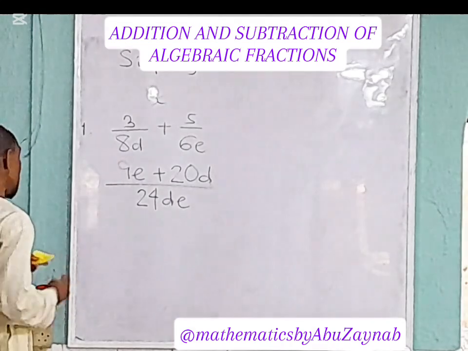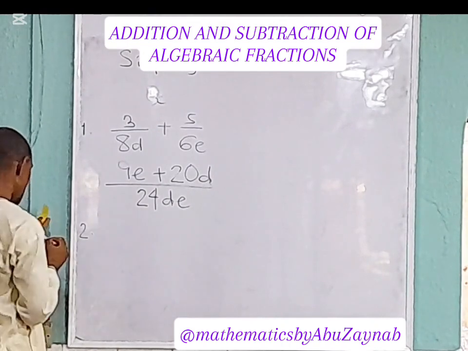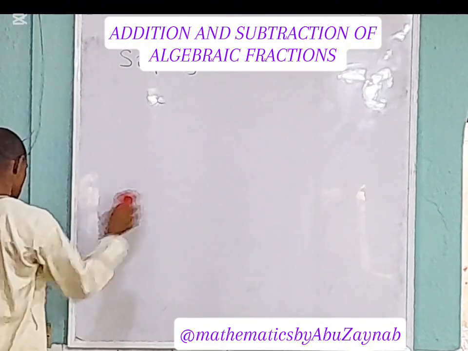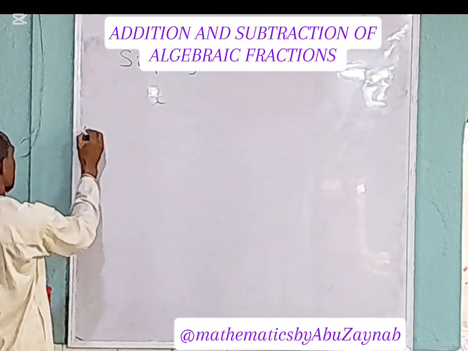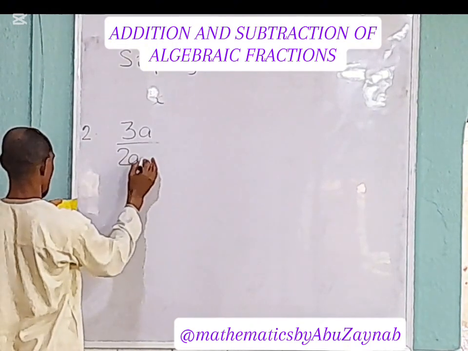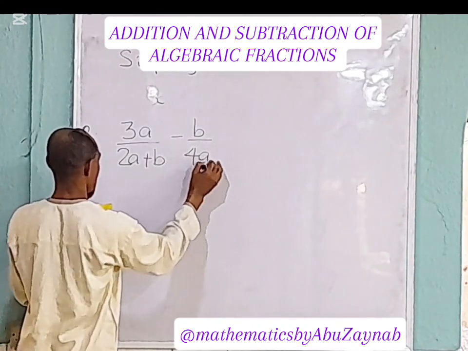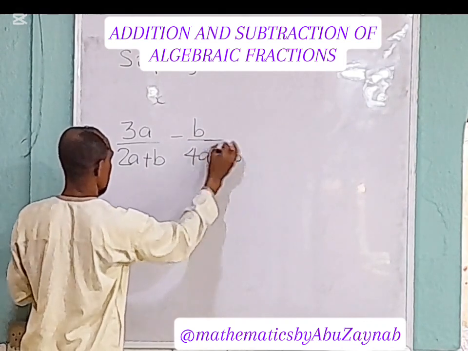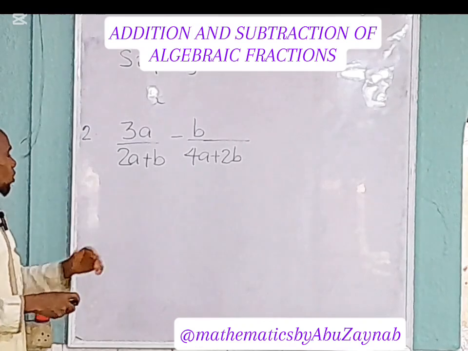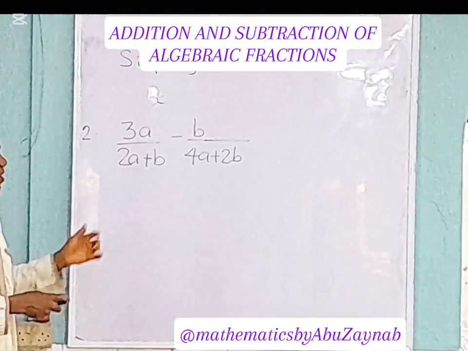So without wasting time, let's take the second example. We've got example 2: 3a over 2a plus b, minus b over 4a plus 2b. Again, the starting point is the denominator. Denominators here are 2a plus b and 4a plus 2b. So it might be a bit cumbersome to take the denominator here.